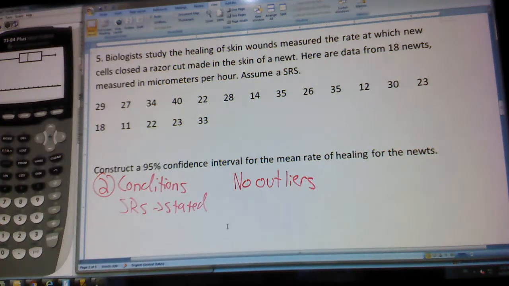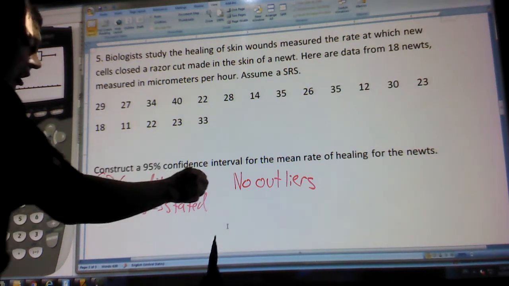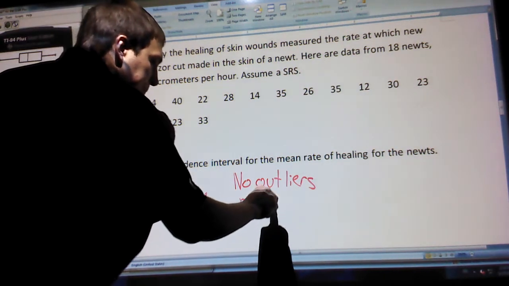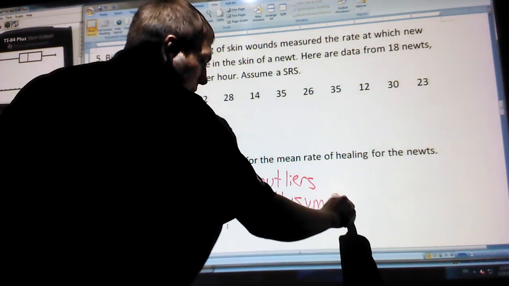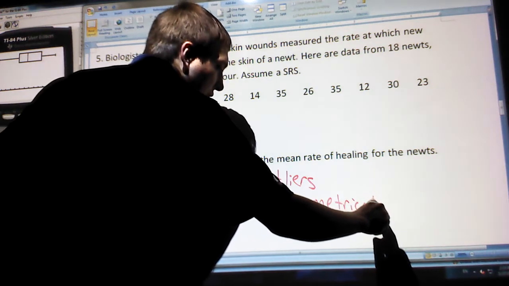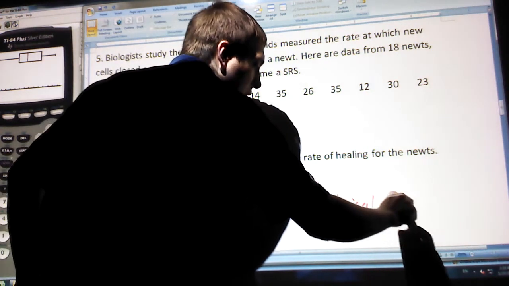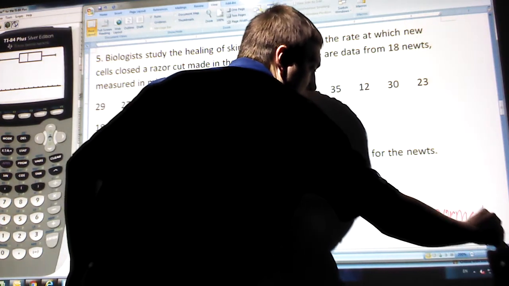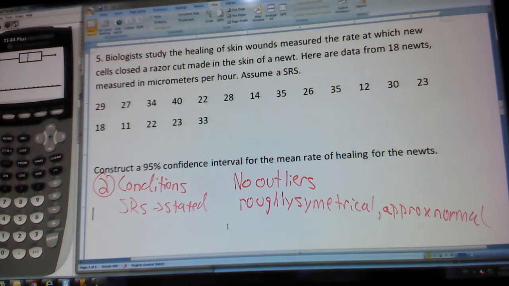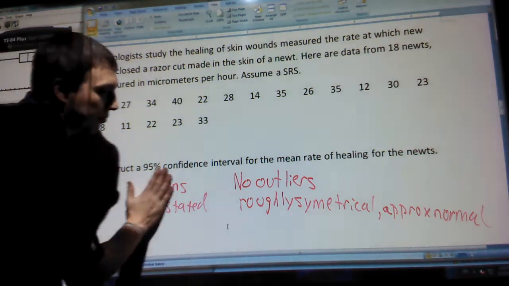And then I need to see, is this roughly symmetrical? I would say approximately or roughly symmetrical, or you can say no major skewness, doesn't matter. I will put roughly symmetrical. So therefore, it is approximately normal. That is our normality check. We either use the central limit theorem or we have to graph the data. That's step 2, conditions. Step 3 is all the numbers.